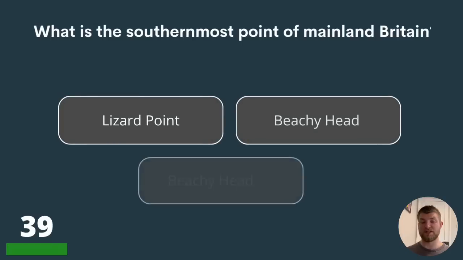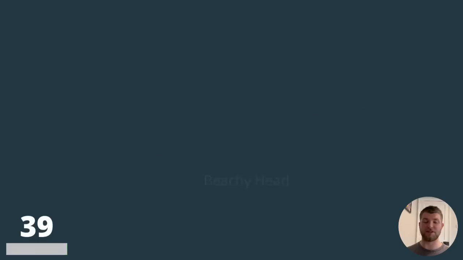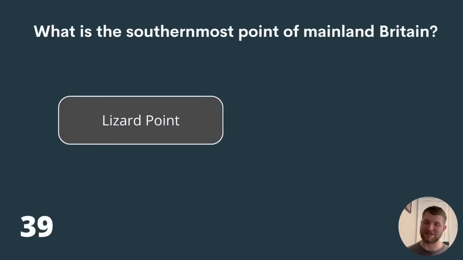39. What is the southernmost point of mainland Britain? Lizard Point, Beachy Head, or Beachy Head? You've got two options of Beachy Head there. Will you be swayed by going with one of them, or will you just go with our first option? That's your answer, Lizard Point. Well done if you got that one right.